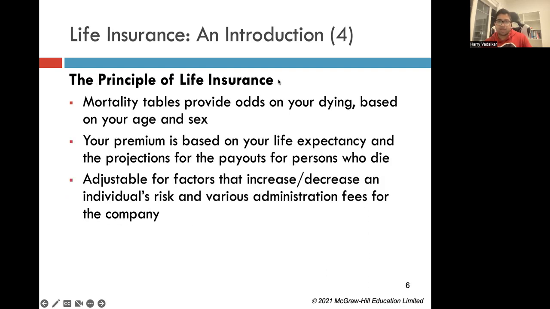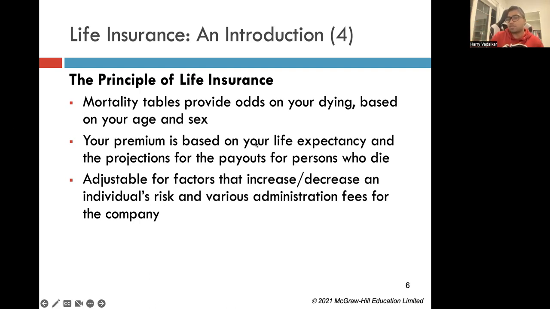What is the principle of life insurance? So the principle of life insurance cost depends on the mortality table. The mortality table provides odds of a person dying based on age and sex. So as the person ages, the probability of the person dying increases. So life insurance cost will go up as you age. So it's a good idea, the moment you start a family, right? Buy a life insurance because then you're young. So that cost of insurance will be lower.